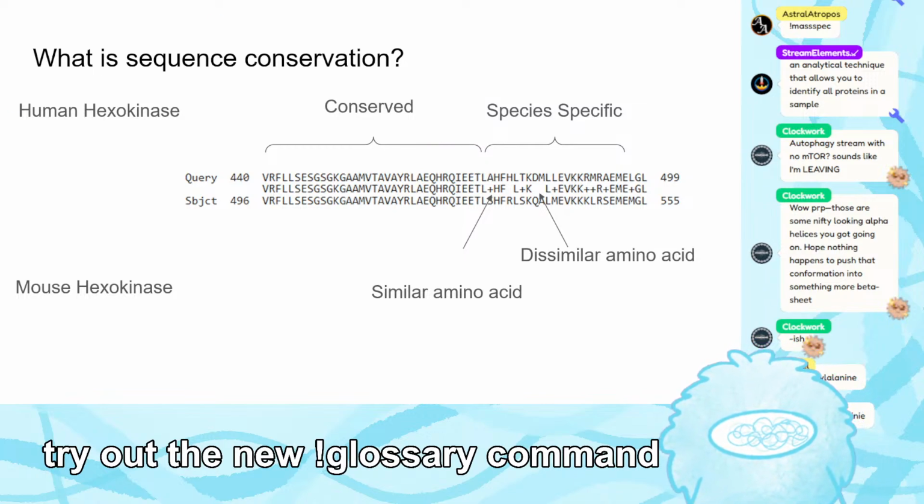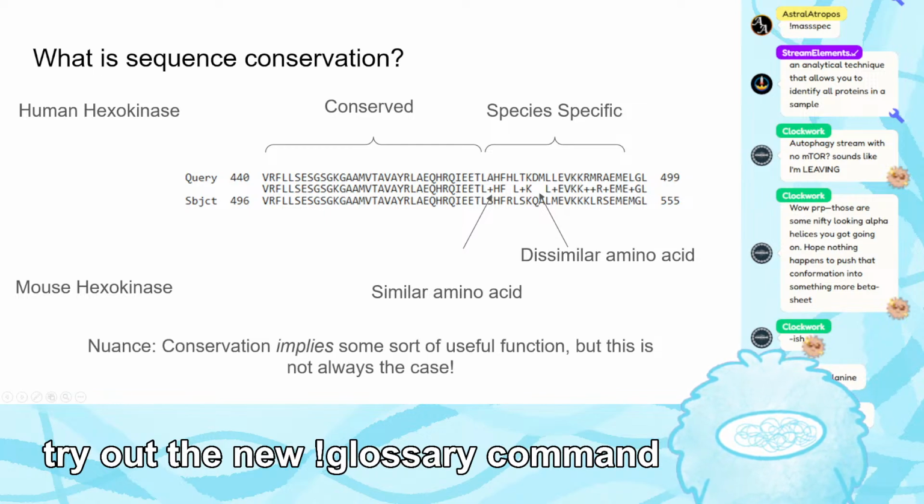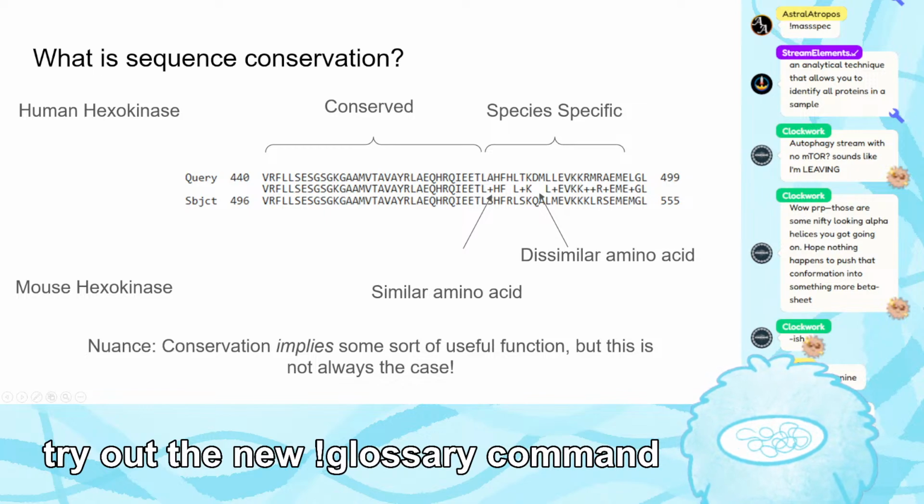So that's the idea of sequence conservation, that across evolutionary time it is normal and natural to expect that some proteins diverge from one another over the course of evolution. So conservation implies some sort of useful function, but this is not always the case, right? So this is actually a pretty nuanced idea.